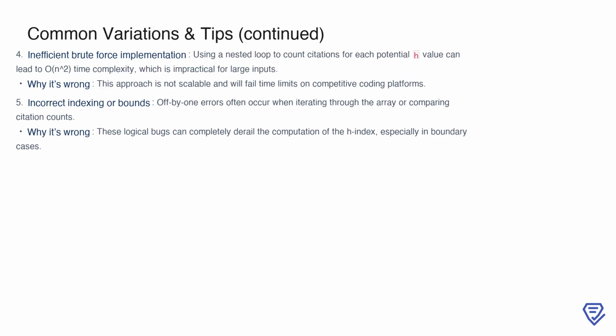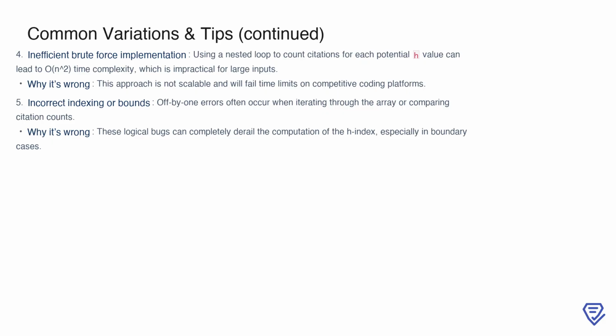Another issue to avoid is relying on inefficient brute force methods. Using a nested loop to count citations for each potential H value results in O(n²) time complexity. This approach is impractical for large inputs and will likely fail time limits in competitive coding platforms.